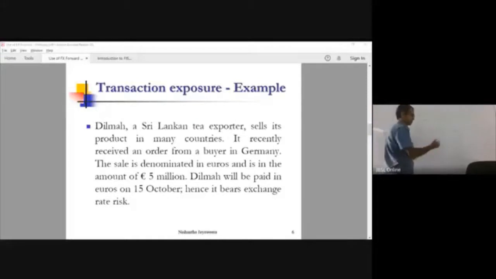Assume ultimately the price is 400 rupees. In Sri Lankan terms, after considering all the cost and adding a profit margin, the price of 1 kilo of tea is 400 rupees. But this exporter has to quote the price in euros, not in rupees, because the buyer is in Germany. Now, what is the price of 1 kilo of tea in terms of euro? How do you find it?